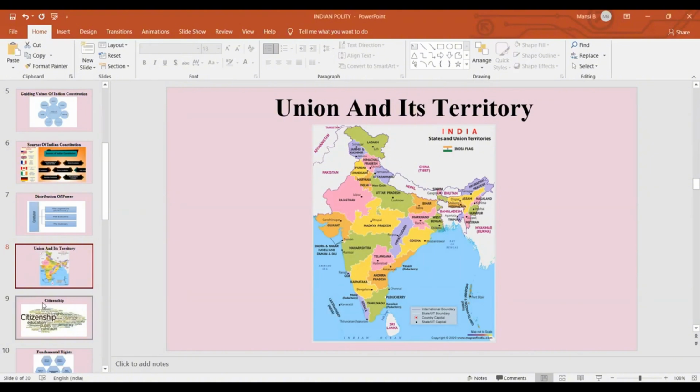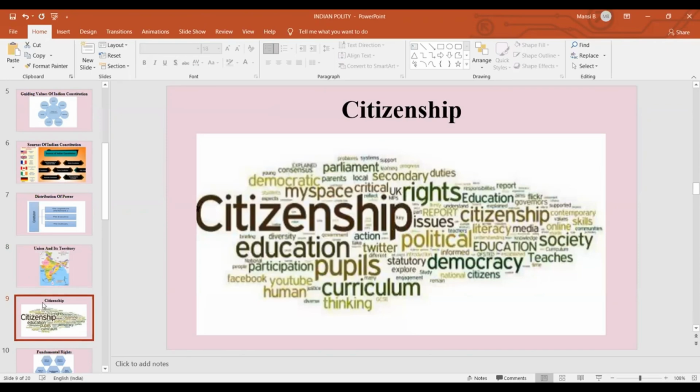Okay, on citizenship, a lot has been discussed this whole year. I'm not going into the details of CAA, but I would like to mention that we have single citizenship.